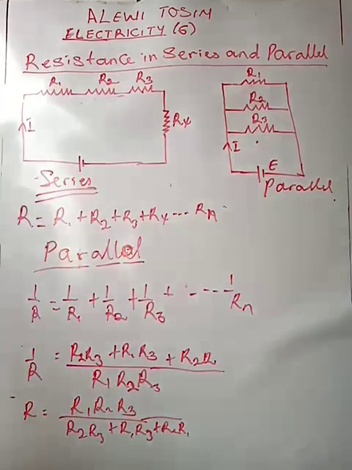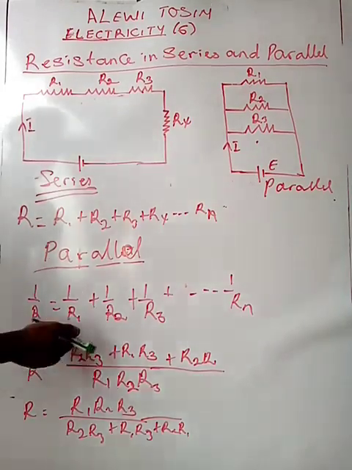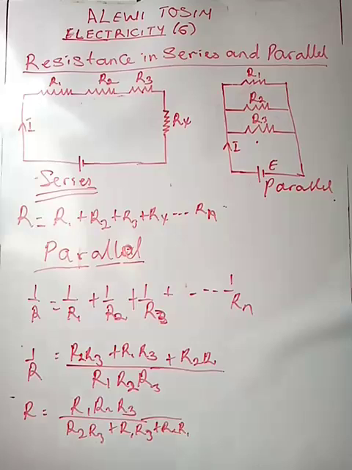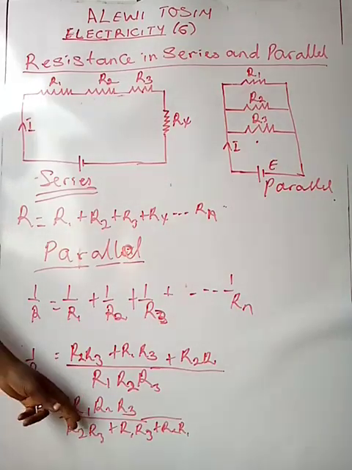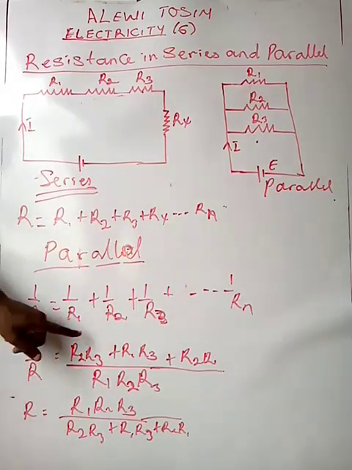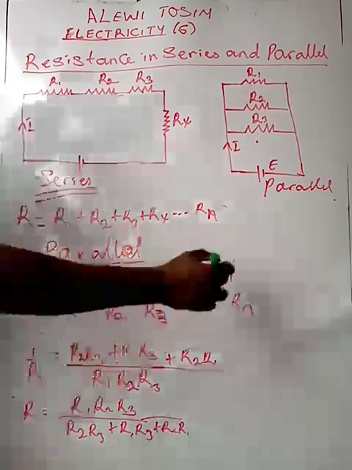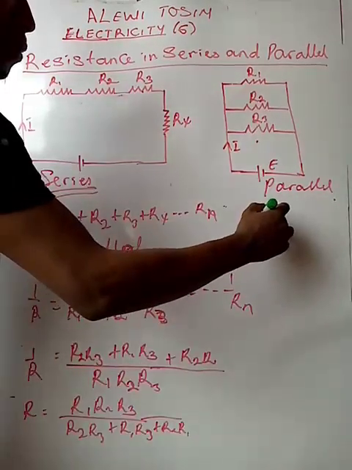So we can say this is the formula for finding resistance in parallel, but I don't really think mastering this is necessary, though sometimes we still present it this way. So when you know this, you should be able to solve for your equivalent resistance for resistors in series and resistors in parallel.